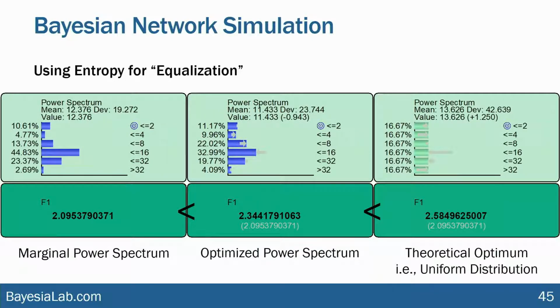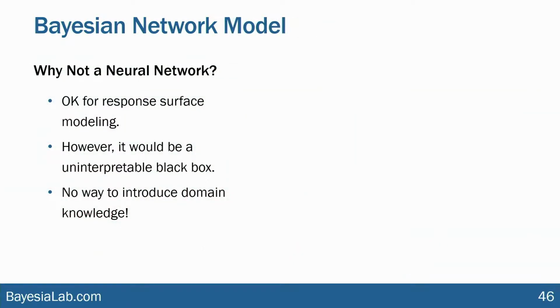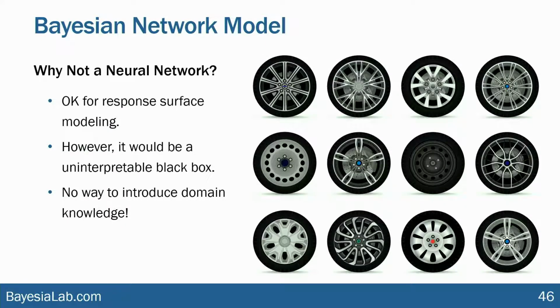So you may ask, why not do a neural network? Couldn't we do this more easily and perhaps more conveniently? And neural networks are on everybody's mind right now. Yes, we could model the response surface with a neural network. However, it would be an uninterpretable black box, and there would certainly be no way to introduce human domain knowledge. And there is certainly plenty of domain knowledge that we need to bear in mind as we go into more details of our problem domain.